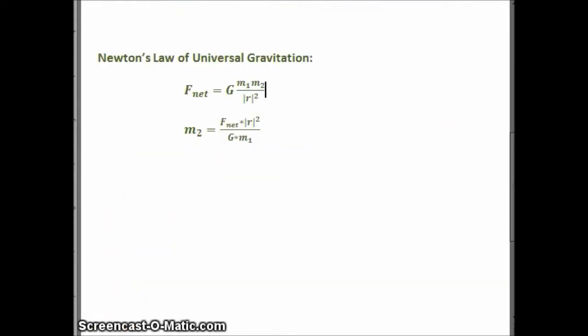We assume that the only force acting on the star is gravity, and by using Newton's universal law of gravitation, we can rearrange the equation to solve for the mass of the black hole, m2. This is possible because we already know the values for G, the gravitational constant, m1, the mass of the star, r, the distance between the star and the black hole, and we can calculate a value for Fnet.